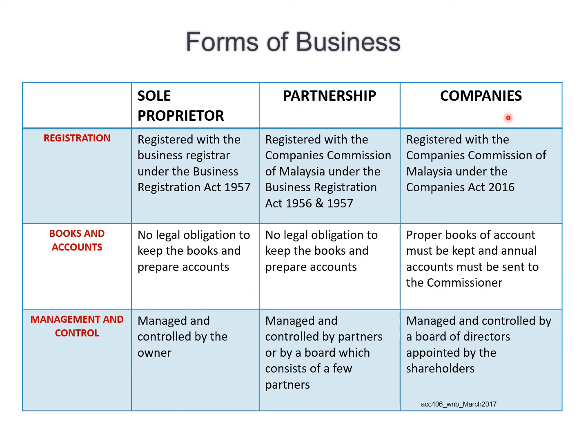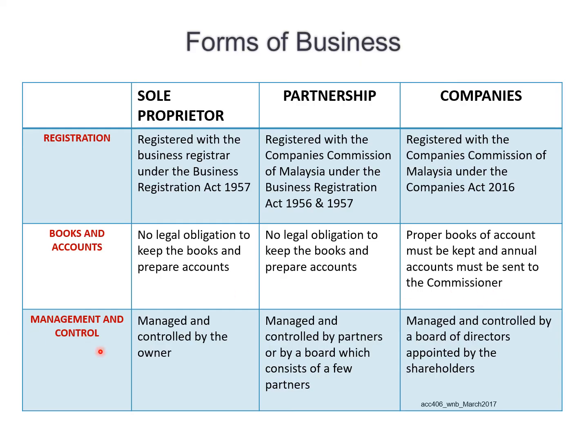Untuk company dia adalah registered under the Company Commission of Malaysia ataupun company CCM, dan dia adalah govern by the Companies Act 2016. Untuk books of account, untuk sole proprietor, kita tak ada legal obligation untuk keep the books and prepare account. Sama juga dengan partnership. Maksudnya tak ada orang yang akan marah kalau awak tak prepare account untuk sole proprietor dengan partnership. Tetapi untuk company, dia mesti ada a proper book of account. It must be kept dan kita kena compile the annual account kepada commissioner.